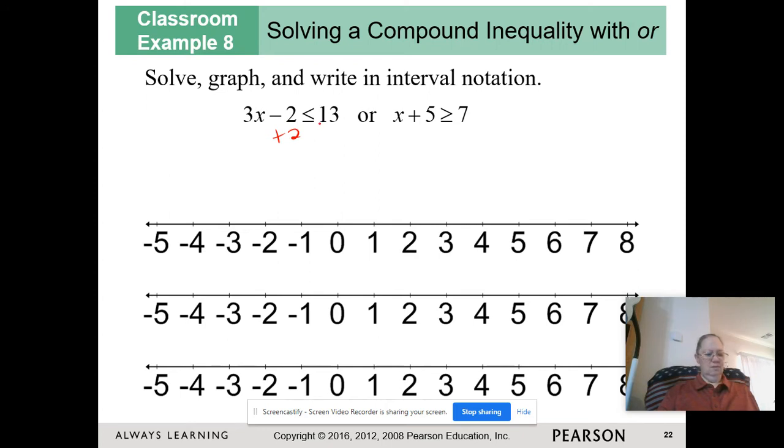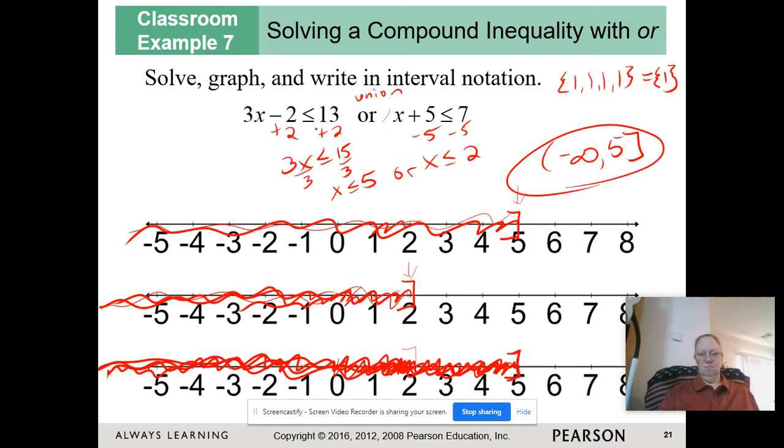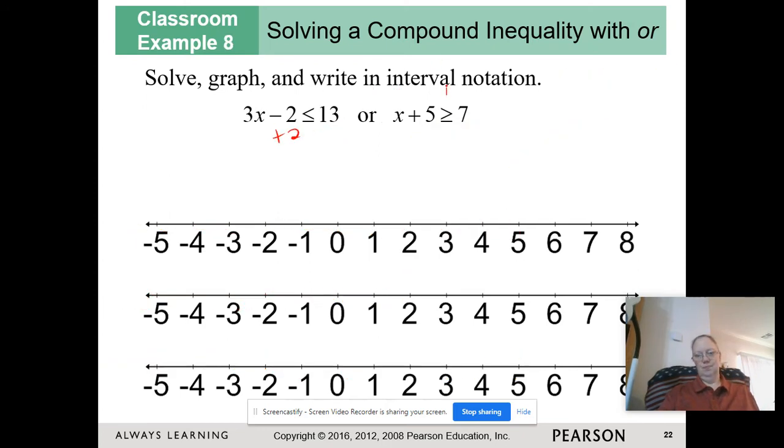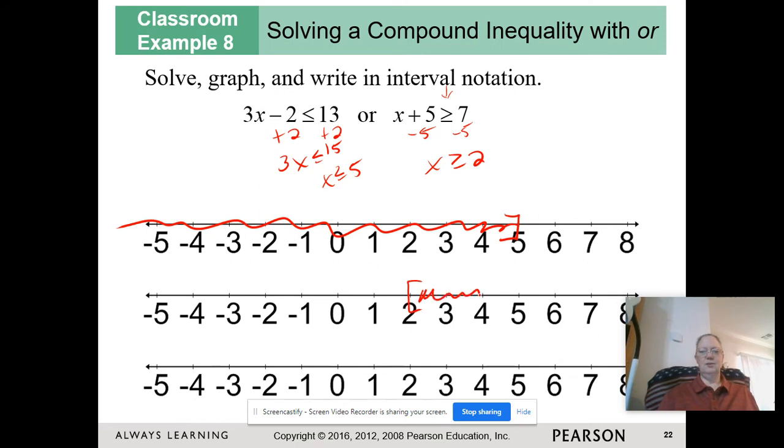All right. Is this the same? No, this is reversed. All right. So we have 3x is less than or equal to 15, or x is less than or equal to 5. This first one is the same. The second one is greater than or equal to. All right, so this time we go in this direction.